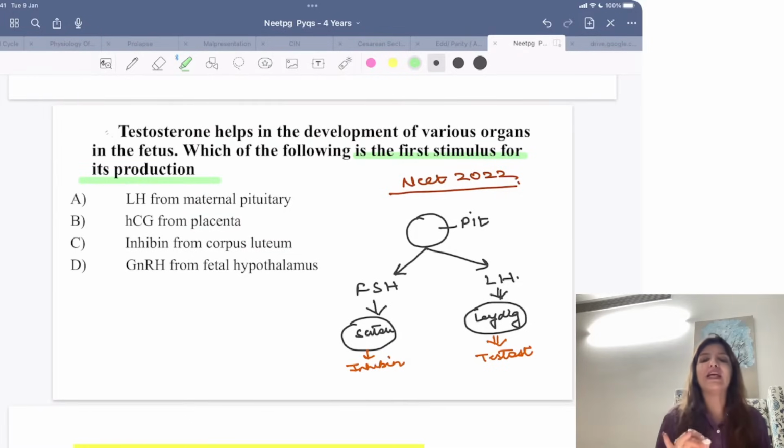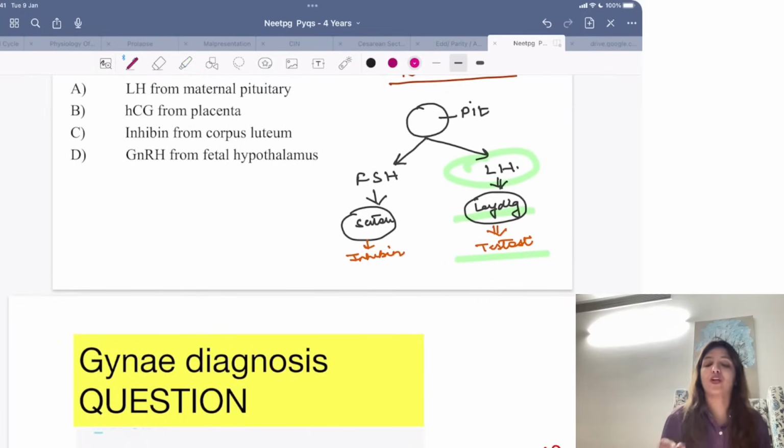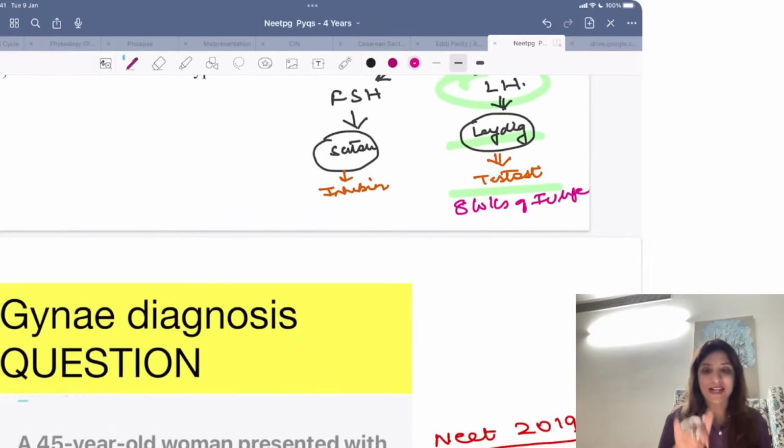So normally in testes, Leydig cells are the one which produce testosterone, and LH acts on Leydig cells to produce testosterone, right? When does testosterone production begin in male testes? It begins at 8 weeks of intrauterine life. When is testosterone maximum in intrauterine life? It is 15 weeks of intrauterine life.